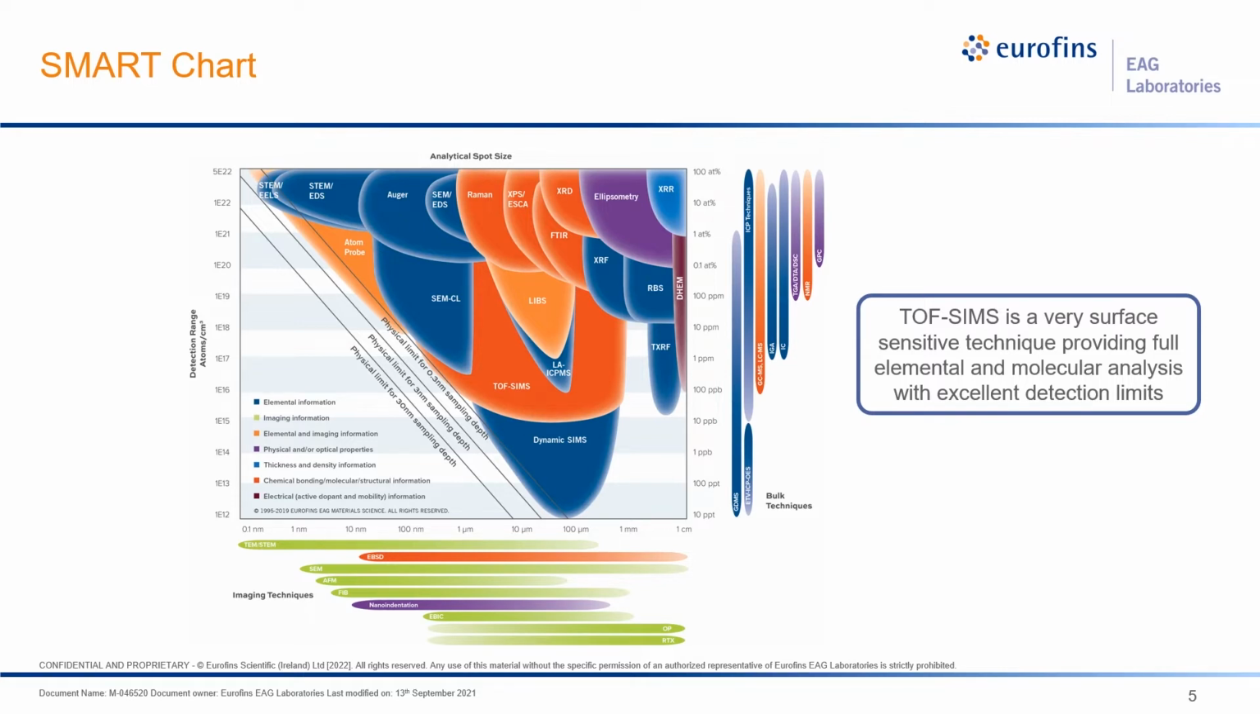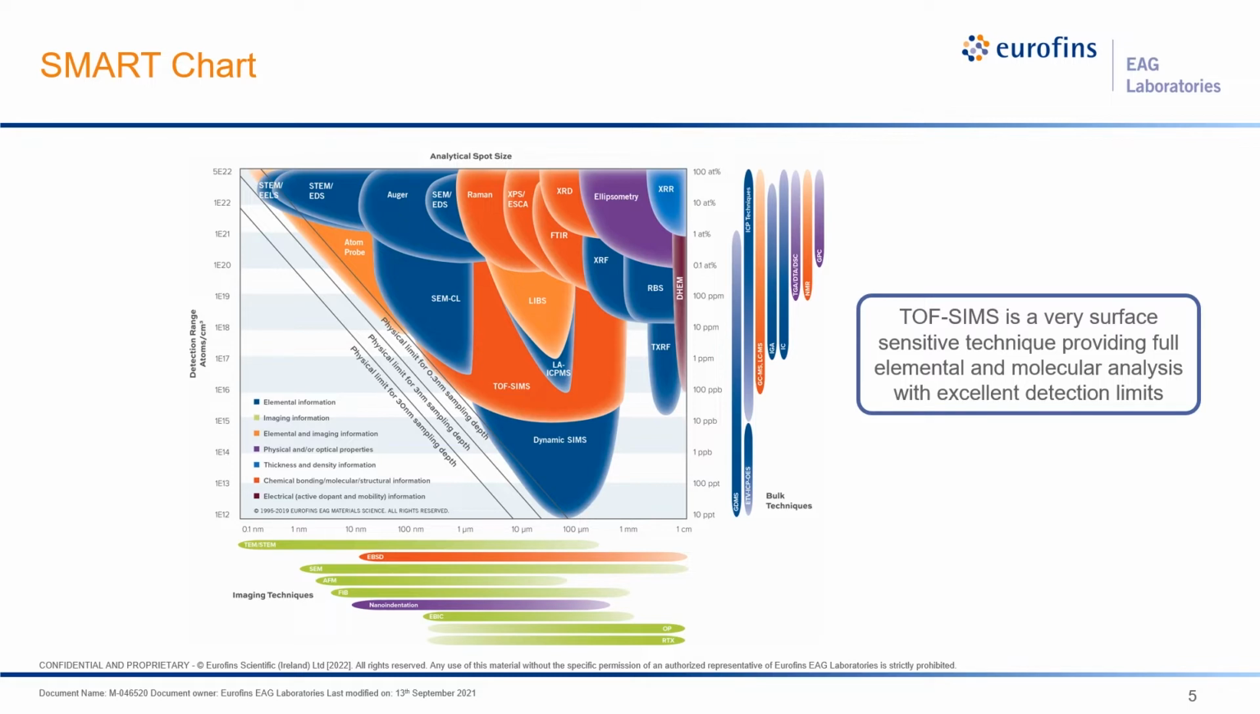A couple of other pieces of information that matter here. The blue color generally corresponds to techniques which give elemental information only, or atomic information, and the red or orange color corresponds to techniques that give you some molecular or organic information.